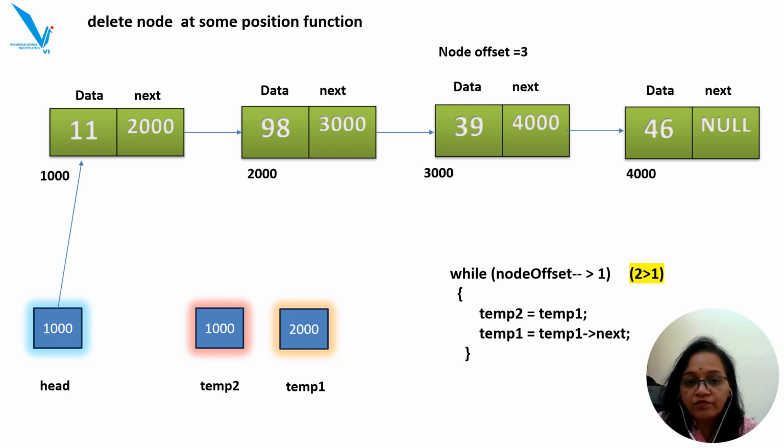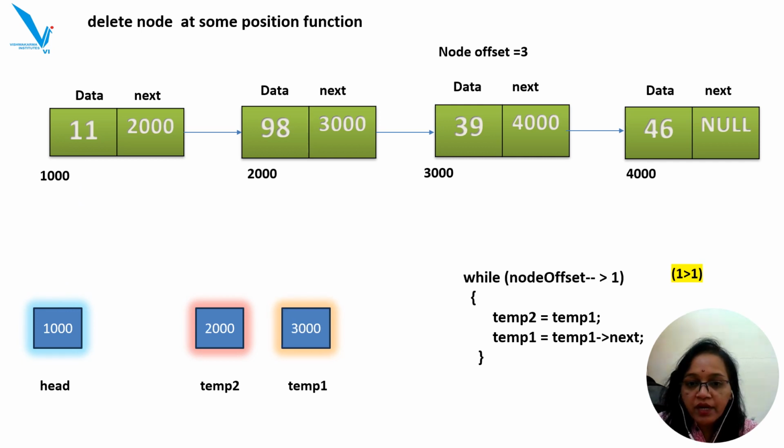Okay, so it will contain 2000. Now the loop execution is done. Come again, node offset minus minus, that means 2 minus minus. So 1 greater than or equal to 1. The condition is true. It will again go inside the loop.